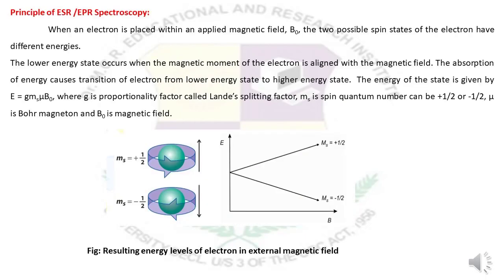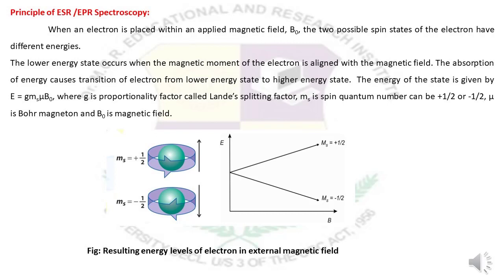Having seen what is ESR, now we'll talk about the principle of ESR, or EPR spectroscopy. When an electron is placed within an applied magnetic field B naught, the two possible spin states of the electron have different energies. The lower energy state occurs when the magnetic moment of the electron is aligned with the magnetic field. The absorption of energy causes the transition of the electron from the lower energy state to the higher energy state. The energy of the state is given by E is equal to g ms mu B naught, where g is the proportionality factor called the Landé splitting factor, ms is the spin quantum number, which can be plus half or minus half, mu is the Bohr magneton, and B naught is the magnetic field, which we have seen in the earlier slide.